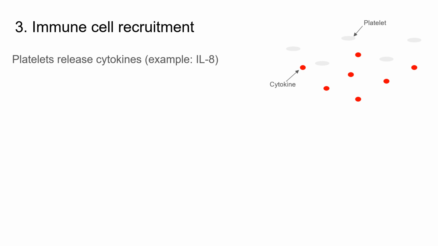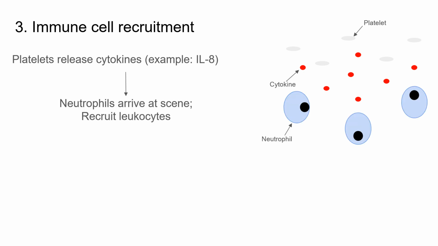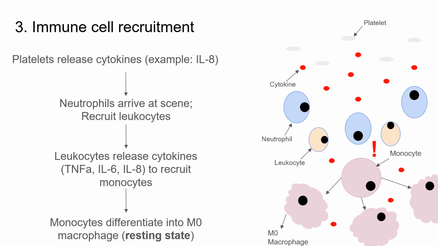Neutrophils are attracted to the site by the cytokines released by platelets. The neutrophils then recruit leukocytes, who then recruit monocytes found alongside capillaries. Monocytes differentiate into M0 macrophages when they enter the tissue. Further polarization occurs after its interaction with cytokines.